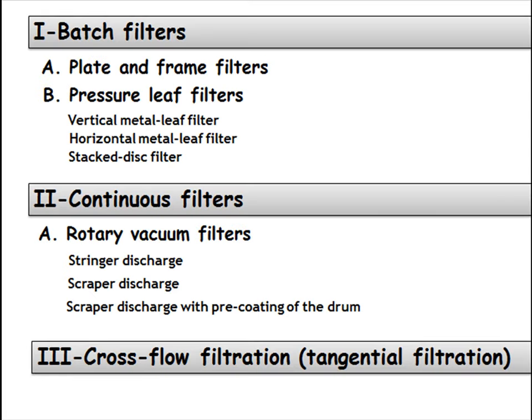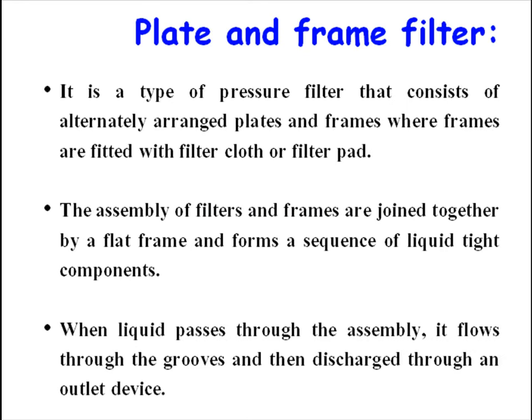Batch filters are of mainly two types, plate and frame filters and pressure leaf filters. Continuous filters are mainly rotary vacuum filters, and the third is cross-flow filtration.